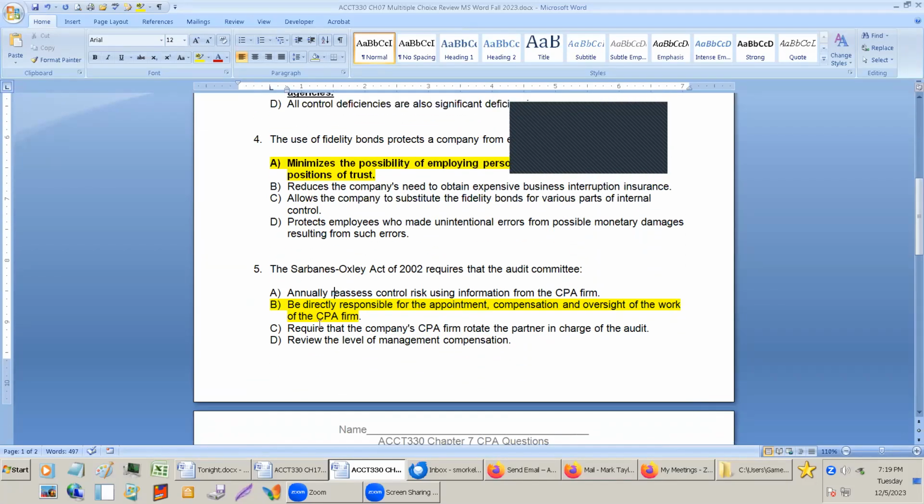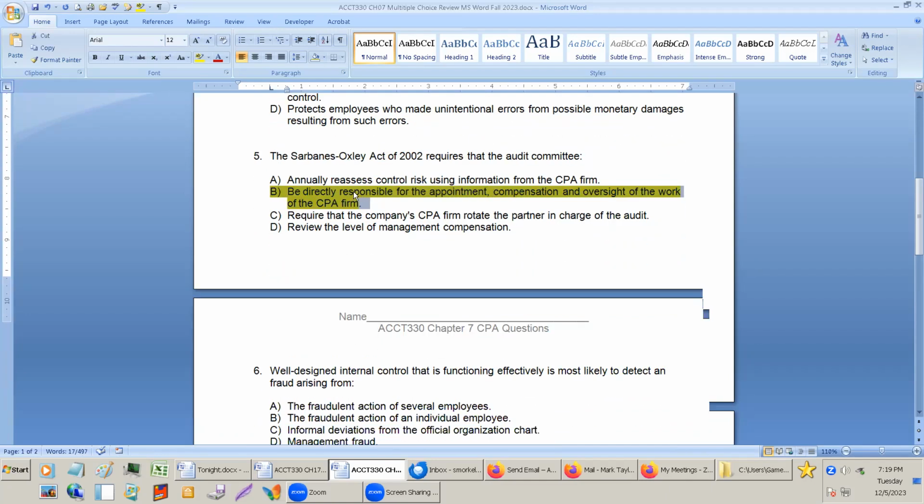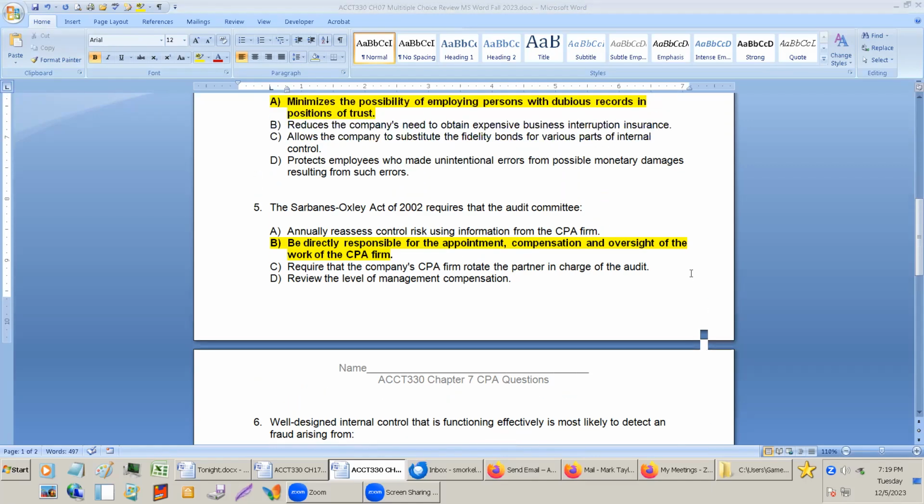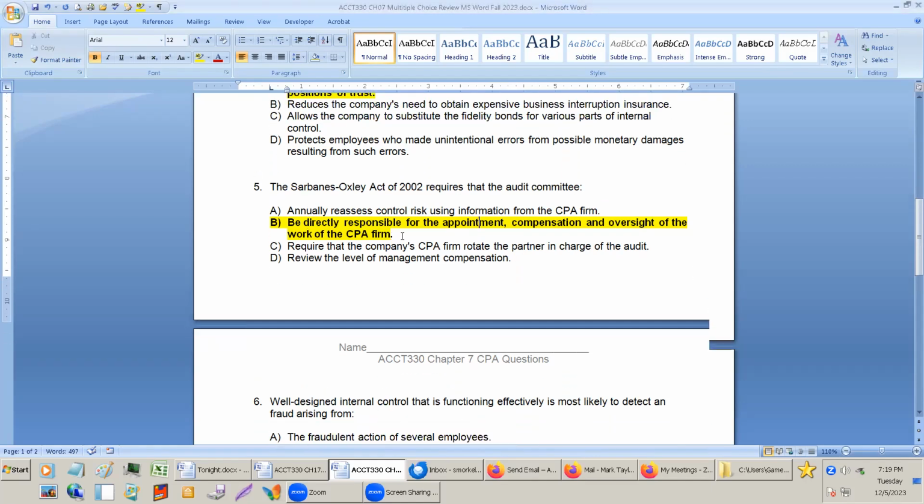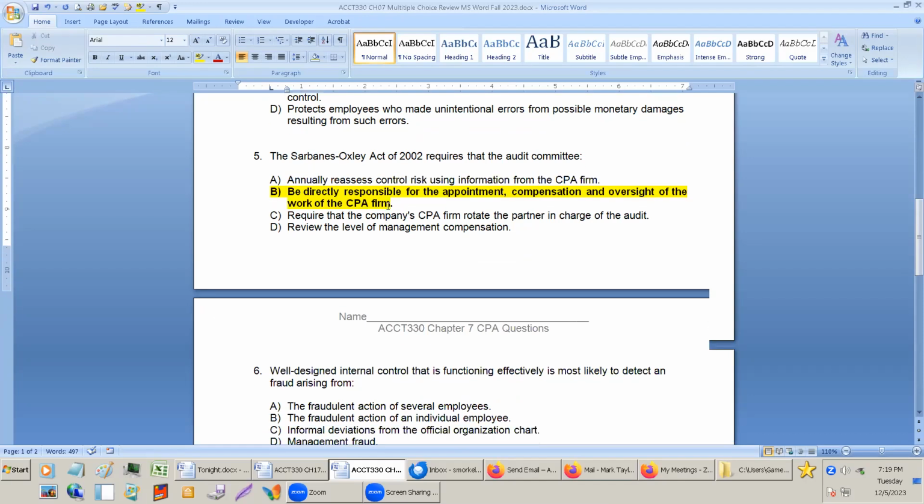Okay, Sarbanes-Oxley. The audit committee is responsible for employment, compensation, and oversight. They don't, for instance, annually assess risks. This is management's job. They do not use the CPA firm's information. They use their own information. But yeah.